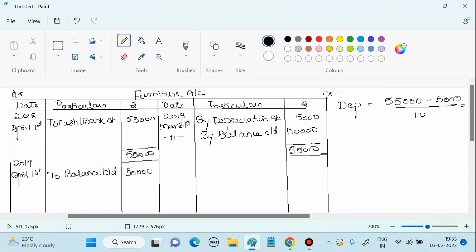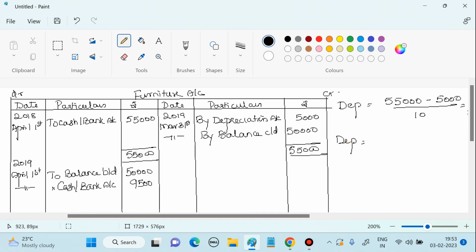Now, further they said additions were made on 1st April 2019 and we are in 1st April 2019. So there is an addition to cash or bank account. How much was the addition? 9,500. Now we'll calculate depreciation.